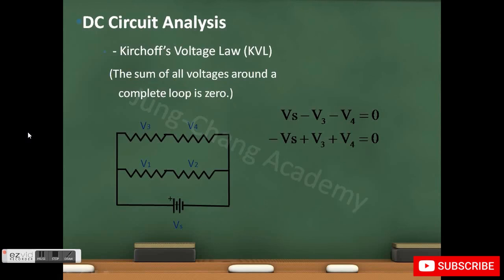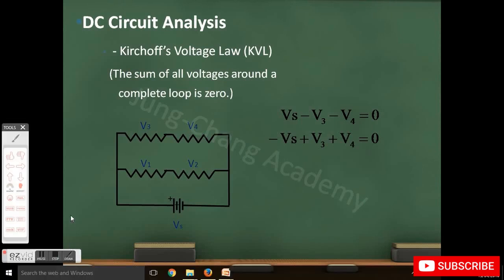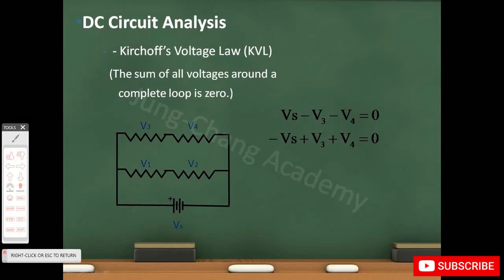Kirchhoff voltage law tells you that the sum of all voltages around a loop is 0. To use Kirchhoff voltage law properly, we need to first determine the polarity of the resistors. The polarity of the resistors will depend on how you define the current flow.